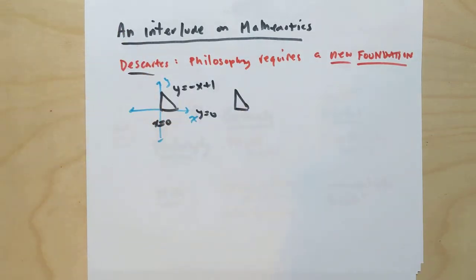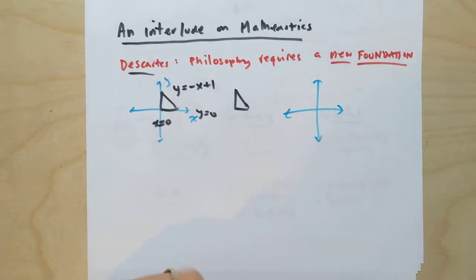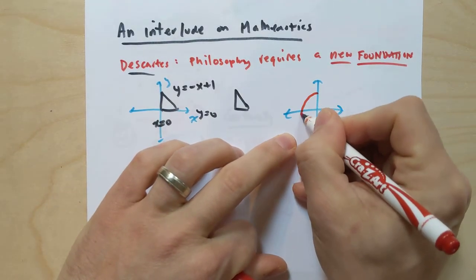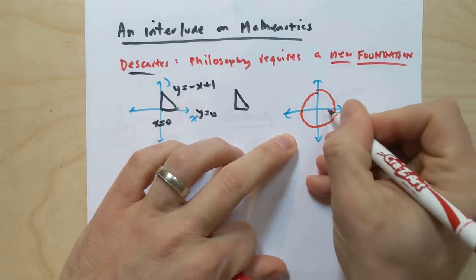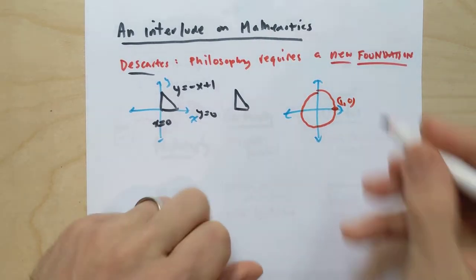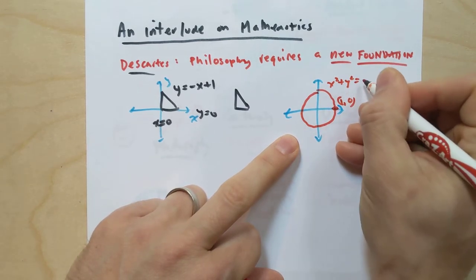This also becomes really powerful when, for instance, you want to represent a circle. A circle up to now in geometry is simply defined as all the points equidistant from a single point. But say we drew a circle like this, and let's say we said it had a radius of 1, so this was located at 1, 0. You could actually see that the equation of this circle would be x squared plus y squared equals 1.